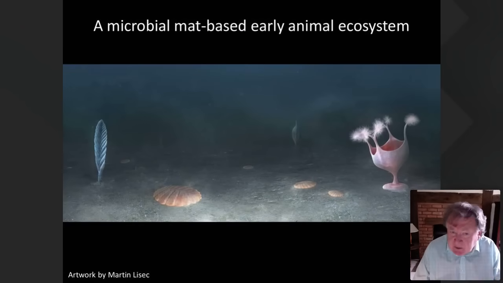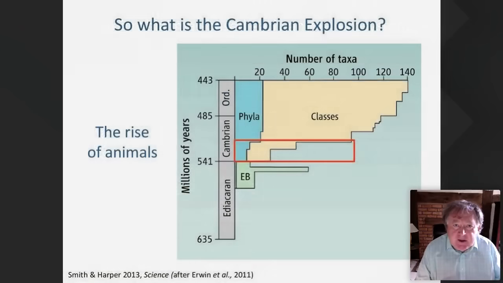It's an event that replaces environments like this. This is a reconstruction that was part of the exhibition by Martin Lysek of that Newfoundland biota that Frankie and Jack have described. And here we've got these early animals sitting on microbial mats, still very microbial mat dominated, in quite deep water. And they're replaced by really quite dynamic ecosystems at the base of the Cambrian. And so we can define the Cambrian explosion in a number of different ways.